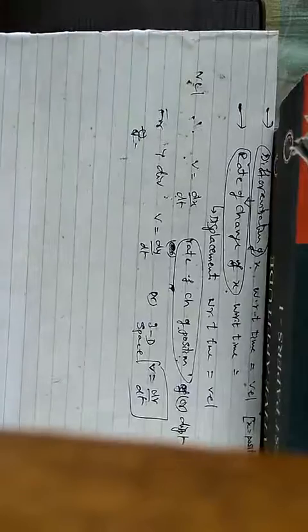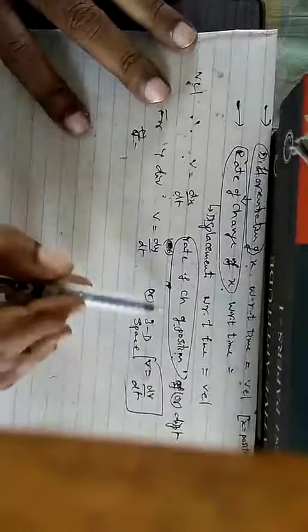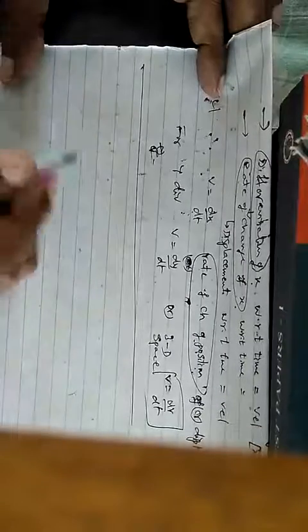Okay, that of course we see when we study vectors. That time we can study there. So we have to remember this formula: rate of change of position. The rate of change of position is called velocity. That point we have to remember here.